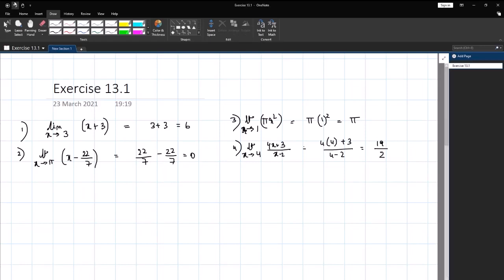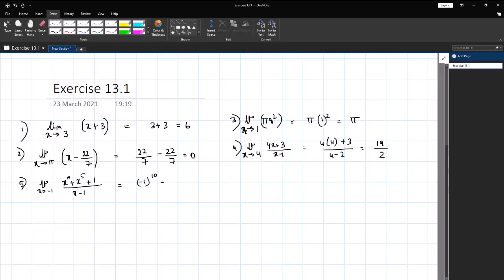Question number 5, we have limit x tends to minus 1 of x to the power 10 plus x to the power 5 plus 1 whole divided by x minus 1. So that substitution, minus 1 to the power 10 plus minus 1 to the power 5 plus 1 whole divided by minus 1 minus 1, nothing but minus 1 by 2.